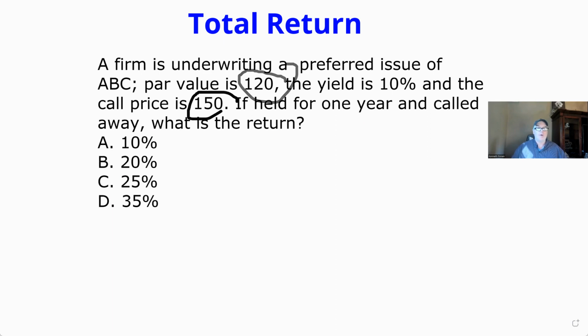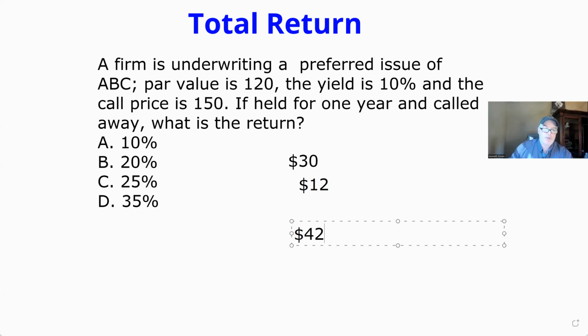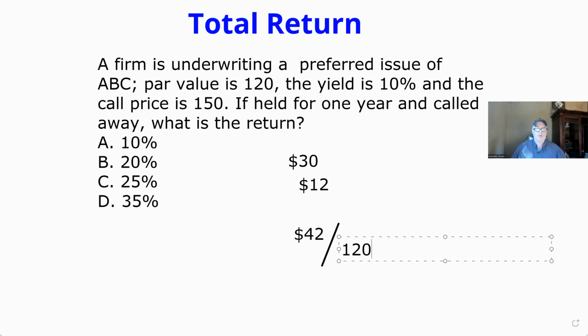120 to 150. We can agree that that's 30 bucks, right? That's $30. Remember, this is preferred, so it's real. Now, they also specifically said held for 1 year, which means we're going to get the 10%, and it's 10% of par, which is 120. So that's going to be 12 bucks. So that's a total of $42. So we made 42 bucks off of a $120 investment. So we'll do that again. Total return, or just return, 42 divided by 120 is 35%. Let's make sure I'm right. 42 divided by 120 is 35%. There you go. So that's 3 problems on total return.